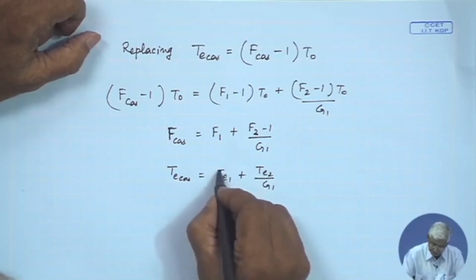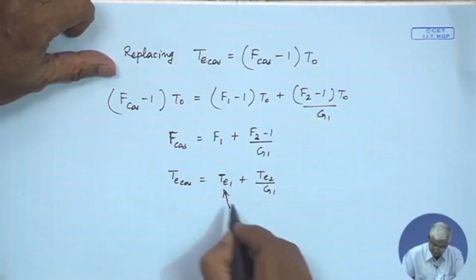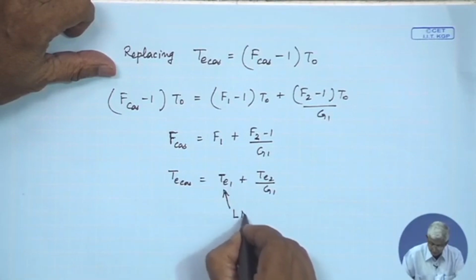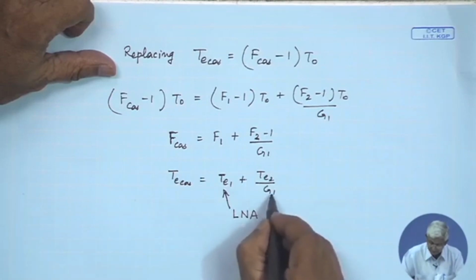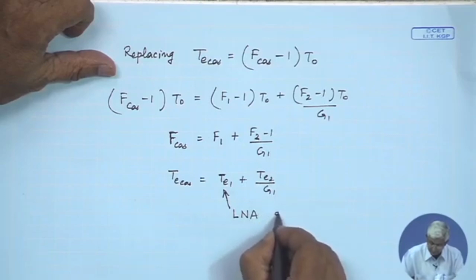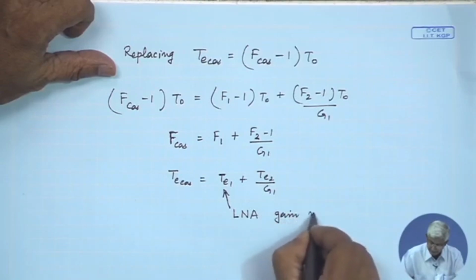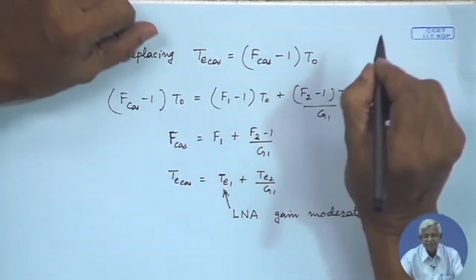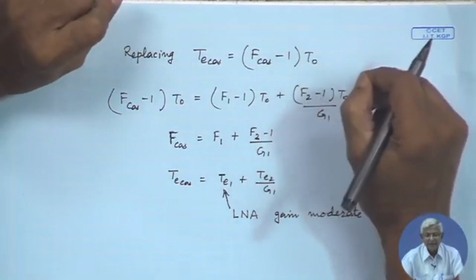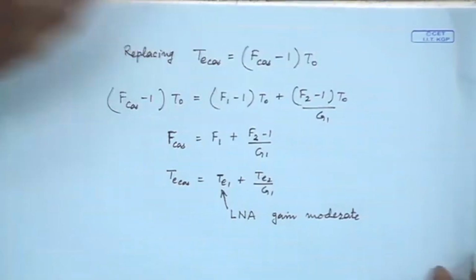So, the first stage noise temperature should be low, that says this should be a low noise amplifier, and the low noise amplifier gain should be moderate. If you remember, in our space system we have said that LNA gain is roughly of the order of 20 dB it is kept, and subsequent gain can be higher. That particular LNA has to have low noise temperature or low noise figure.